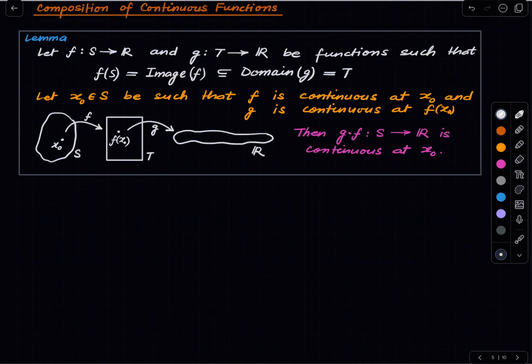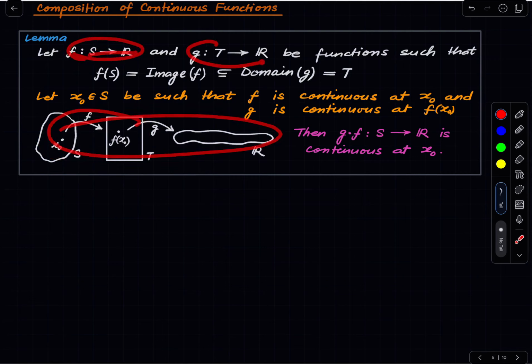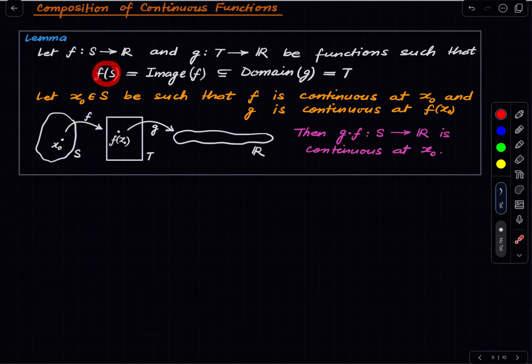Okay, so now we will talk about composition of two continuous functions. So fix a function from S to R, schematically represented this way. We'll come to this diagram. So f is a function from S to R and g is a function from T to R, such that the image of S under f, that is the image of f, is contained in the domain of g.